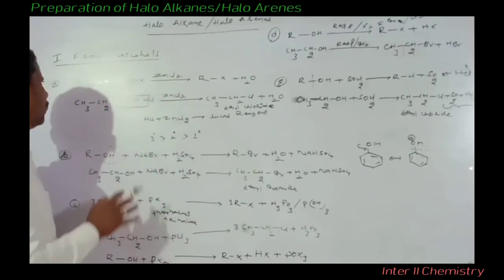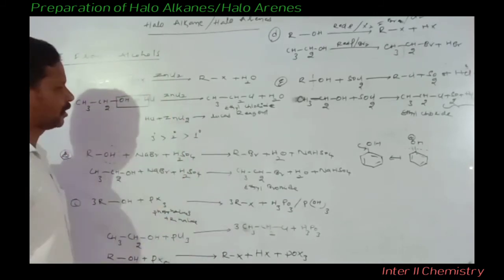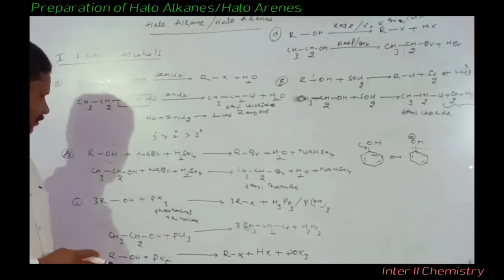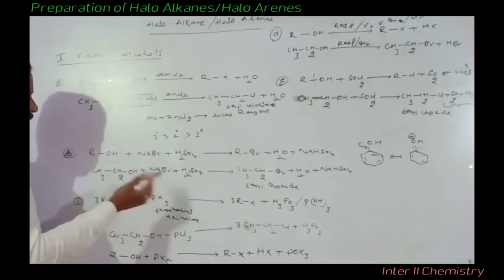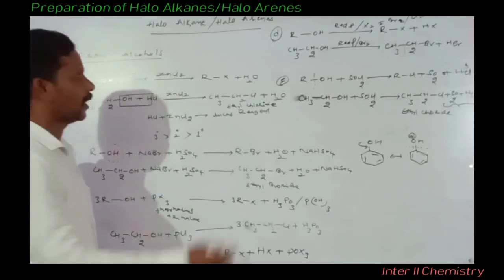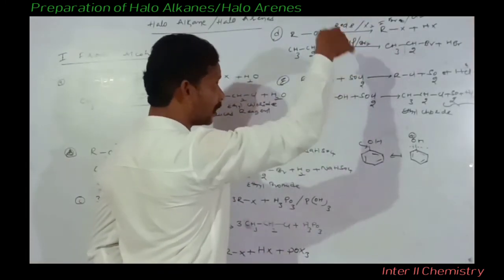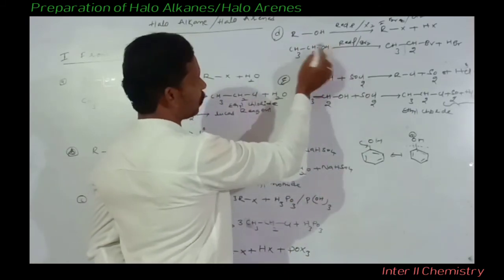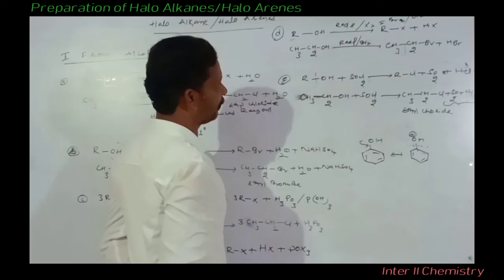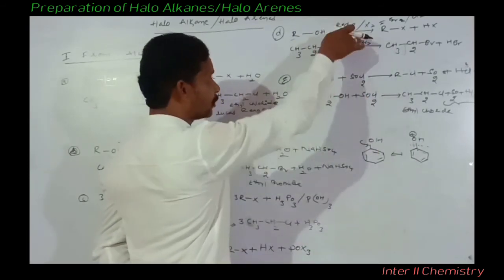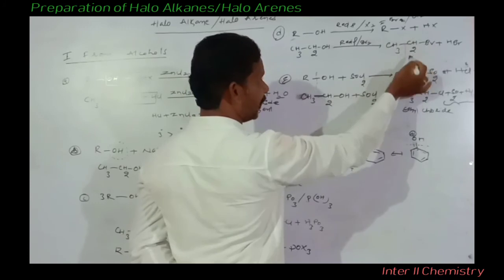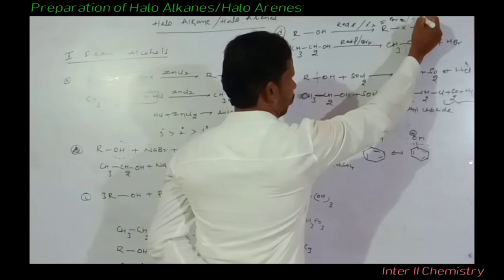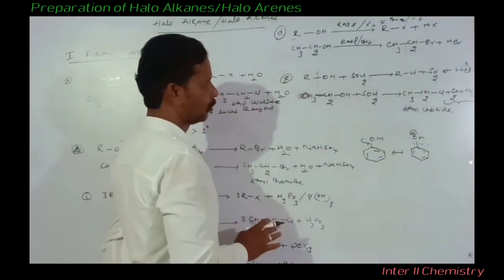How many methods are there? The alcohols react with Lucas reagent. The alcohols react with sodium bromide in the presence of mineral acid. The alcohols react with phosphorus trihalide or phosphorus pentahalide. The alcohols react with halogen directly with red phosphorus. Here also, it is to some extent a good method for the preparation of alkyl halides, but in this method we can prepare only bromides and iodides.